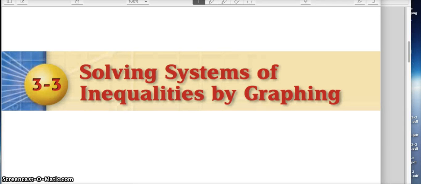Hey friends, we're in Algebra 2 looking at section 3.3. We're going to talk about solving systems of inequalities by graphing.